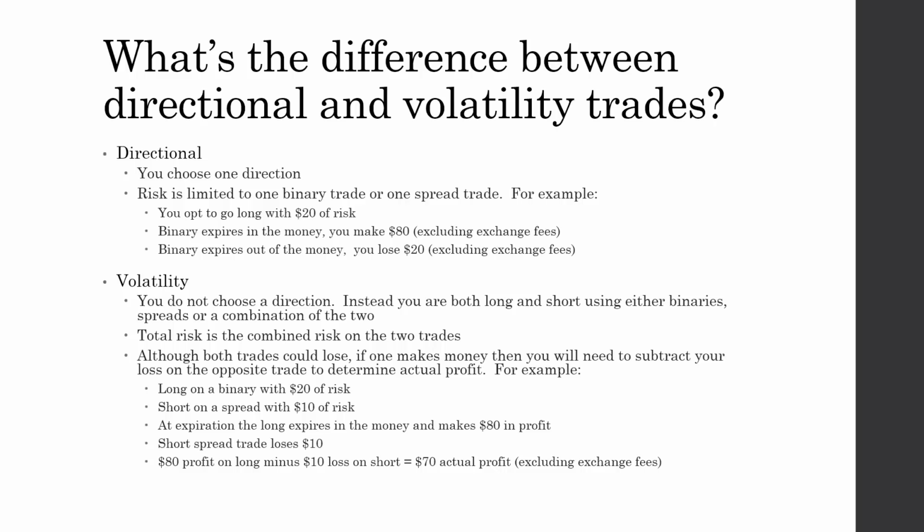For example, if you go long on a binary with $20 of risk and you're short on the spread, you have a total of $30 at risk. Now, you could lose on both of those because the market could not move at all, okay? But then again, it could expire in the money on the long, which you would make $80 because it was a binary. The maximum payout is $100, but you have suffered a $10 loss on the short. So therefore, your actual profit is only $70. Does everybody in the room understand the difference now between the directional and the volatility trades?